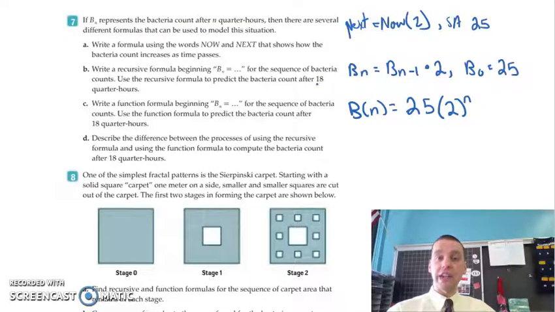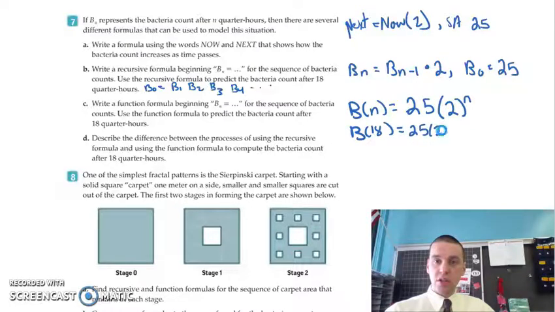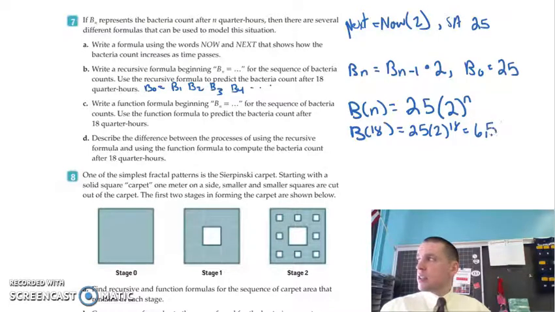I know it says to find it after 18 quarter hours, but can you imagine doing this? Again, just as a reminder, to find that you would have to start at B sub 0, and then go B1, B2, B3, B4, and keep going. That's just a pain. So we're not going to actually do B, but we're going to actually do C. We're going to find B of 18. The actual answer to that when you use a calculator is 6,553,600. And what does that represent?